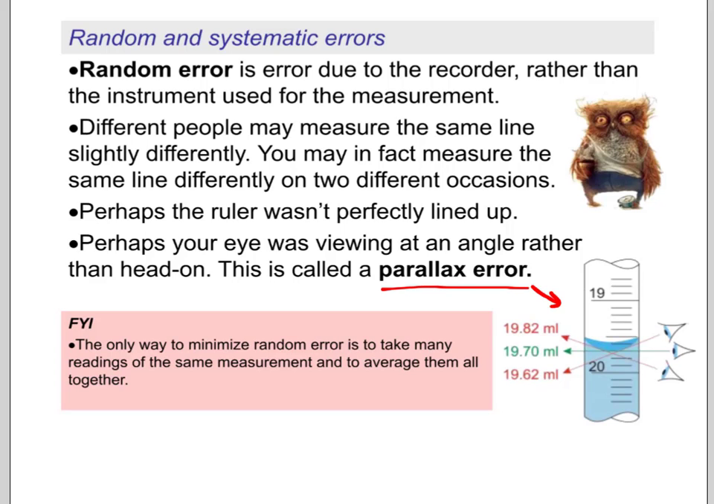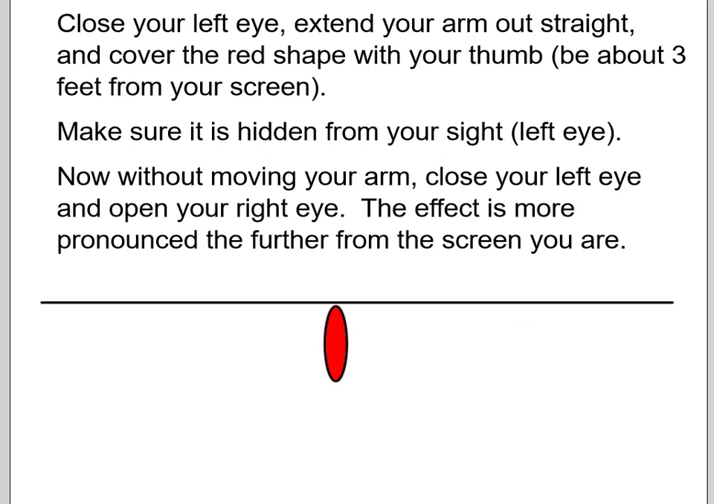Just by having your eye at different heights, you will actually come out with slightly different values for your measurement. The only way to minimize these types of things is to make sure everyone's at the same height, looking at it the same way. If you'd like to try this, it's a real interesting little experiment. Sit back from your computer screen, at least 2 or 3 feet away. Take one arm, put your hand up, put your thumb up, and cover up the red shape there. Close one eye. You could start with your left eye if you like. Make sure your thumb covers it up, and then open your other eye. What you should notice is the little red shape jumps out from behind your thumb. That's an example of parallax. Even the distance between your eyes can cause a certain amount of parallax.